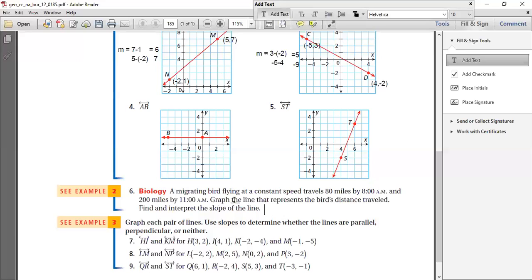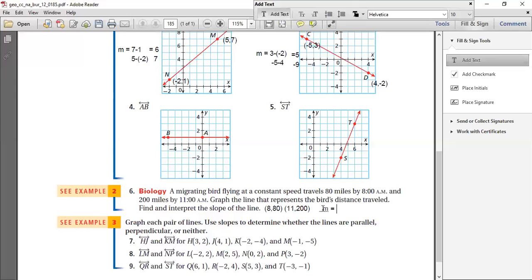A migrating bird flying at a constant speed travels 80 miles by 8 a.m. So just imagine if this were on a graph: at 8 o'clock, the distance traveled is 80. Sorry, the distance, not the speed. So when it's 8 o'clock, it's 80. Fine. So at 11 o'clock, it is 200 miles. So now we have two coordinates, x1, y1, x2, y2. Using this, we can find the slope.